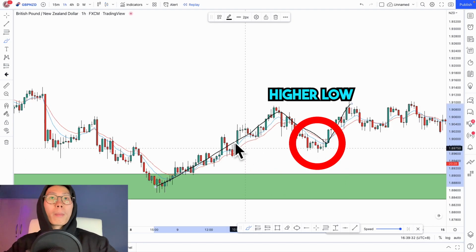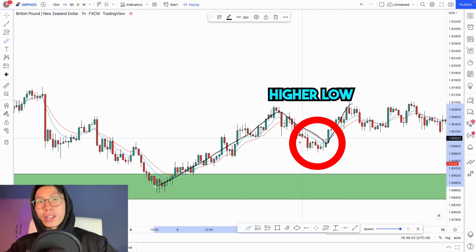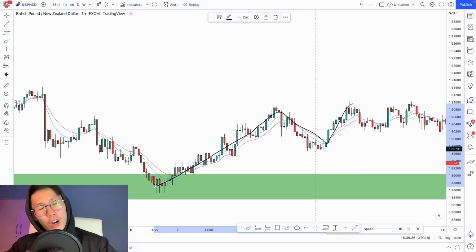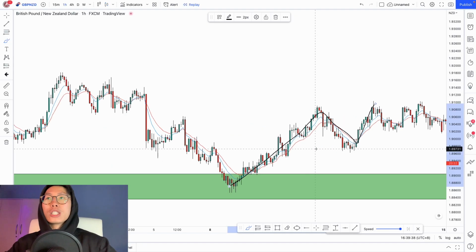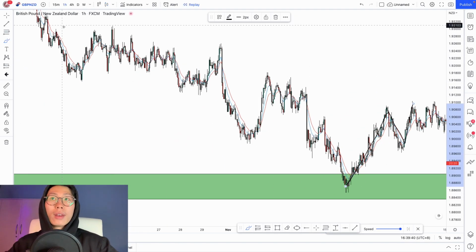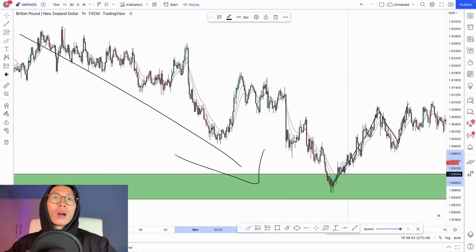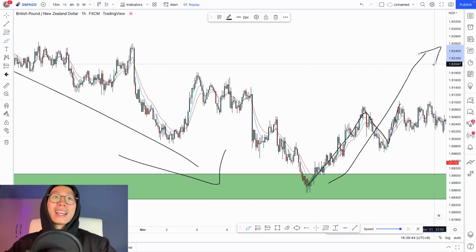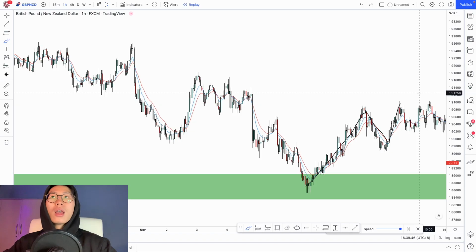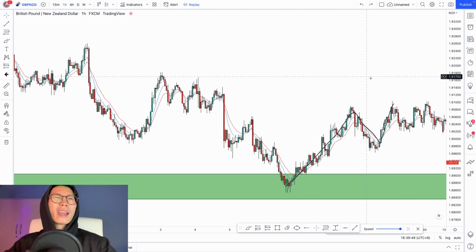So when price starts retracing and creating a new higher low, this is the first sign that tells you that price is going to reverse from a downtrend to an uptrend. Alright, that is the first sign. But we still want to wait for more confirmation.